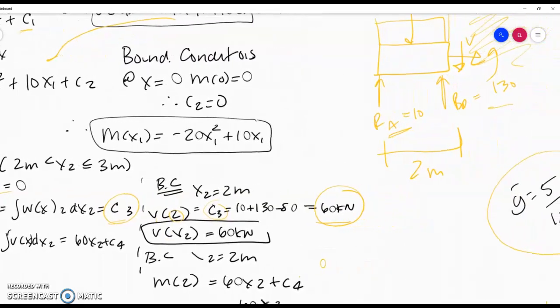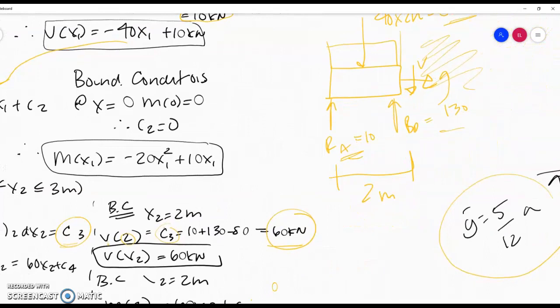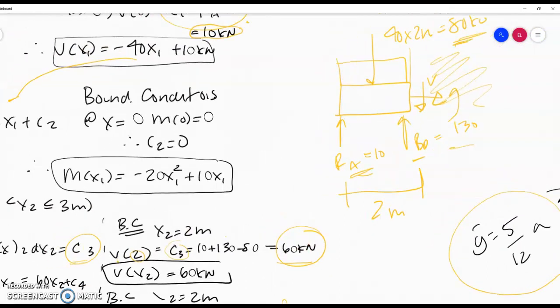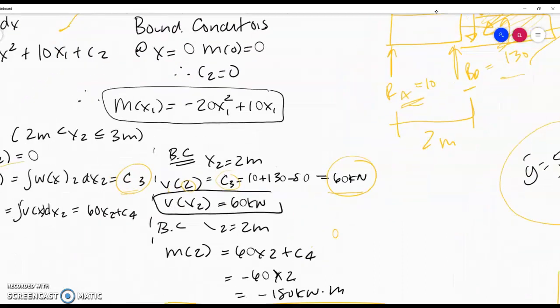So we have our 10, we have our 130, we have minus 80 due to this distributed load, and then that is all equal to 60, which is at the end of this beam. So this part, we're just using the boundary conditions to say what is the shear in the beam, but we're really in this side of things, okay? So all the shears, you're kind of just putting them all together. Okay, so the function for the shear is just 60.